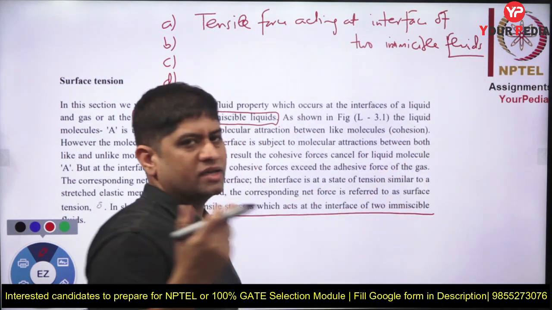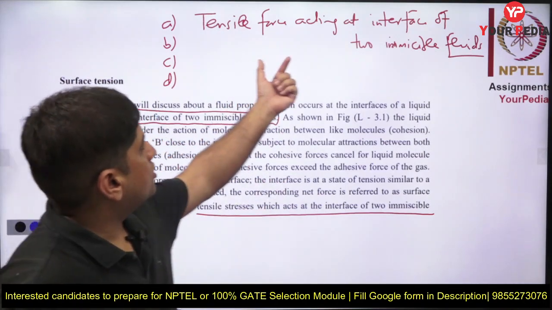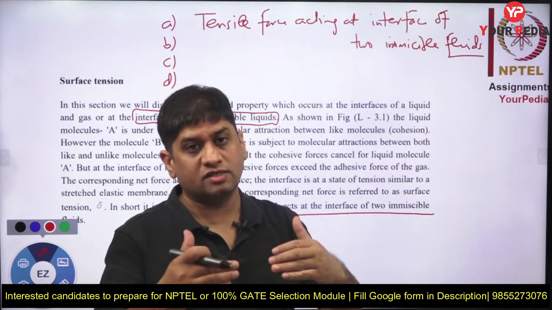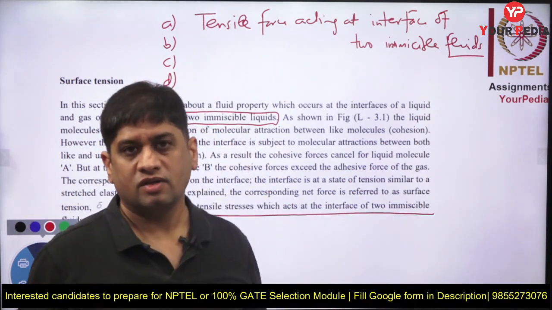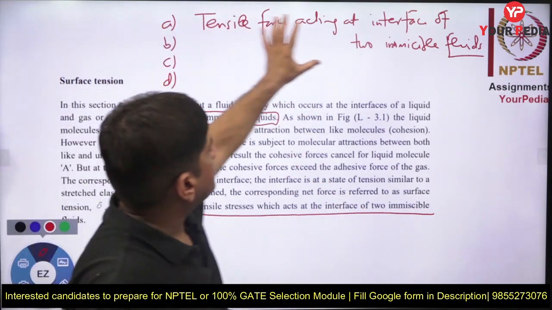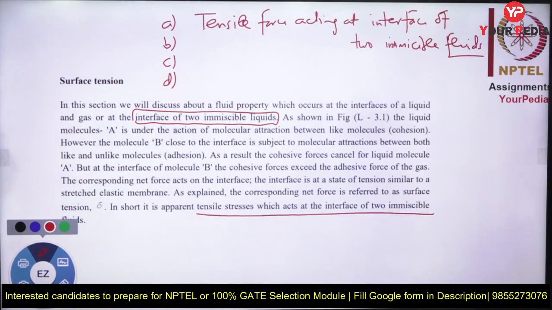Now, where he can make the difference in choices: instead of writing fluids, he may write liquid, but actually it is immiscible fluids, that means liquid and gas, like water and air, it can be like that, and this is acting at the interface only. So, on the basis of that, I can make the answer choices.